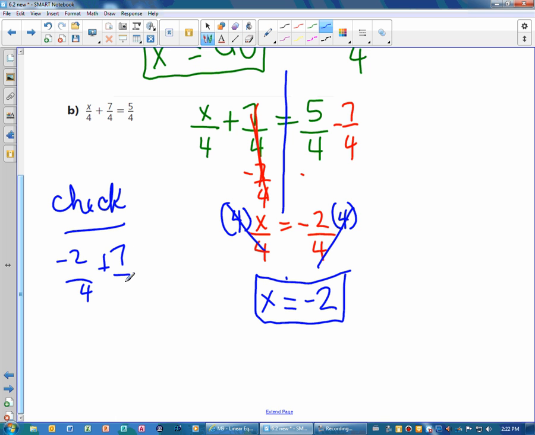So, do my check. -2/4 plus 7/4 has to make 5/4. I have common denominators, so I can just add my numerators. -2 plus 7 is indeed 5.